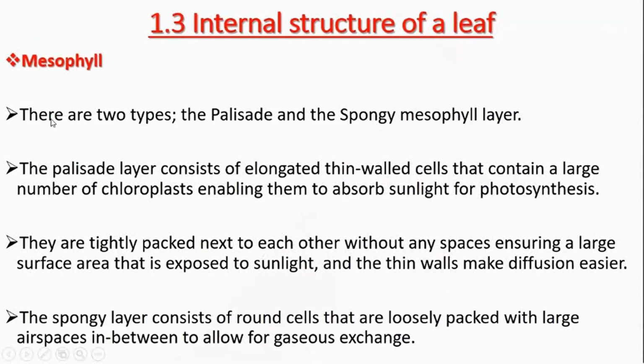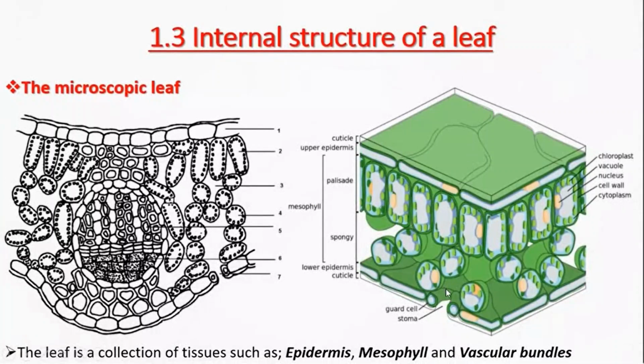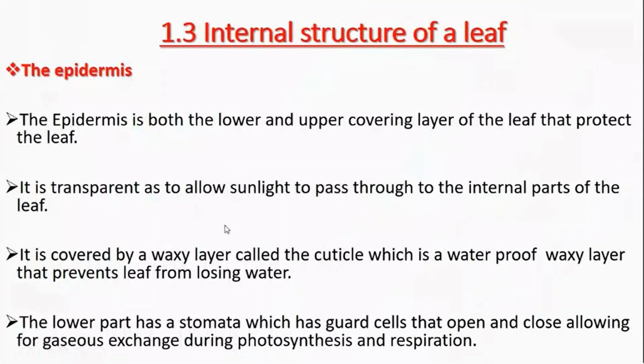Moving over to the mesophyll now. So there's two types of mesophyll. There's the palisade mesophyll and the spongy mesophyll layer. So let's look at those now. This right here is our palisade mesophyll. These ones that look almost like they're rectangular, they are the palisade. And these that look round, they are the spongy mesophylls. There they are again. This is our palisade mesophyll and this is our spongy mesophyll.